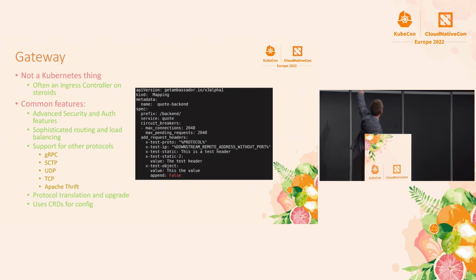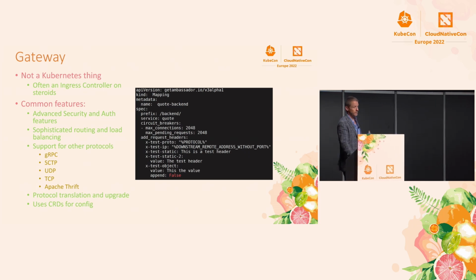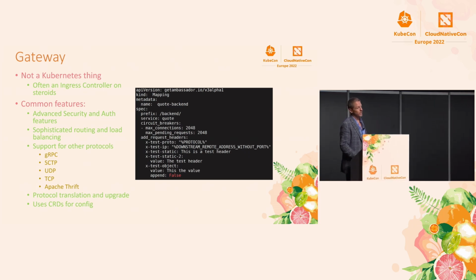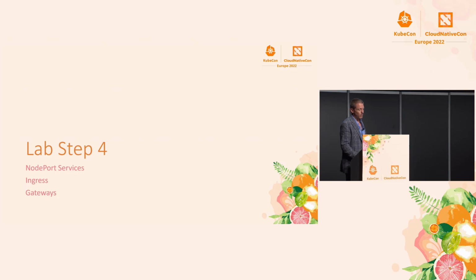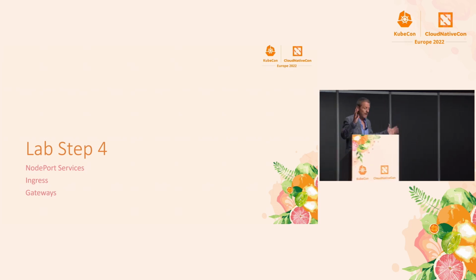It also supports protocols that the ingress controller doesn't support. Ingress, only HTTP and HTTPS. If you want SCTP or UDP, you're going to need a gateway. And so lab step 4 walks you through installing emissary and doing some ingress and some gateway stuff. So you get a chance to work with the CRDs that emissary installs and the ingress controller standard Kubernetes stuff.